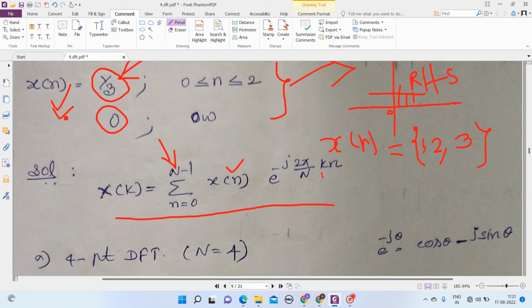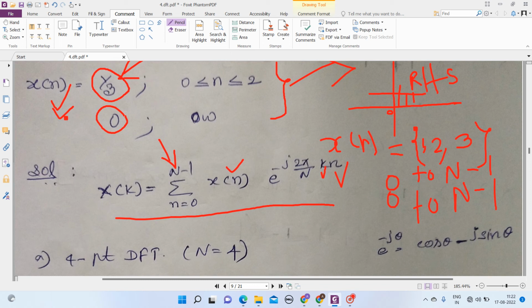Here k and n, right? Small n is the discrete time samples, k is the frequency samples. K varies from 0 to capital N minus 1. This is very, very important. And small n also varies from 0 to N minus 1. N is the number of points.